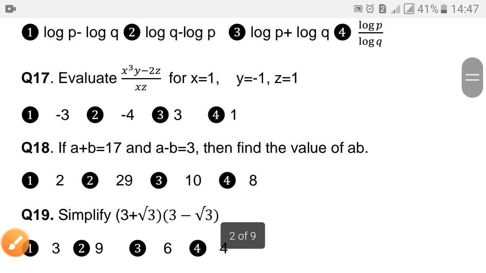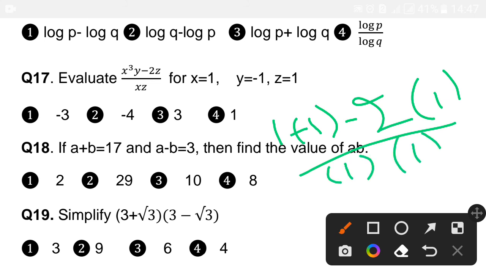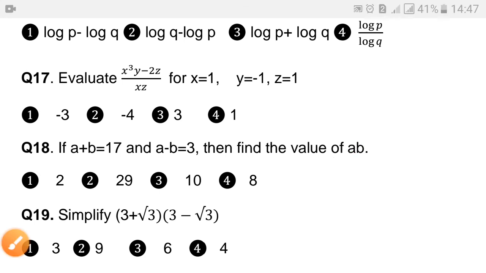Question number 17 is evaluate x cube y minus 2z over xz for x is equal to 1, y is minus 1 and z is equal to 1. Now we have to put the values of x, y, z in the given expression. So we get x cube into y. x is equal to 1, 1 cube means 1. y is equal to minus 1, so we put minus 1. Then minus 2, z value is 1. Again x is 1 and z is 1. So 1 into minus 1 gives minus 1, minus 2 into 1 is minus 2, over 1. So minus 3 by 1 gives us minus 3. So the first option is the right option.